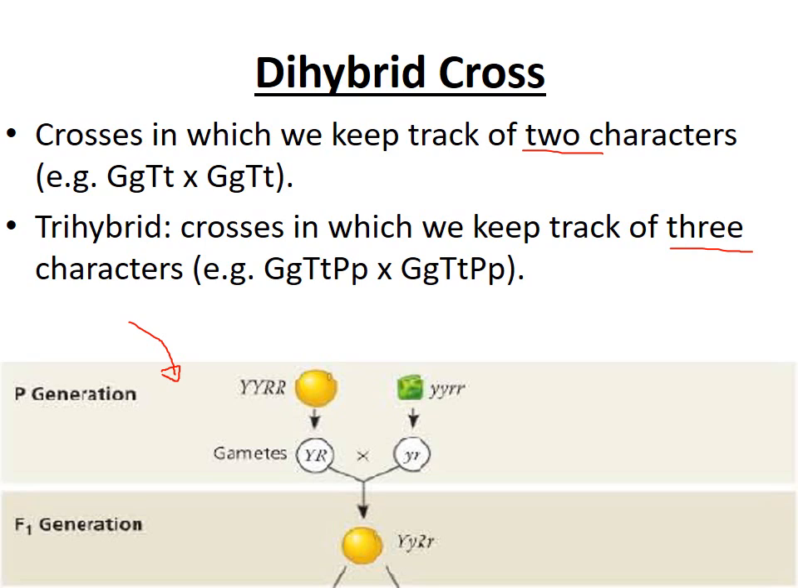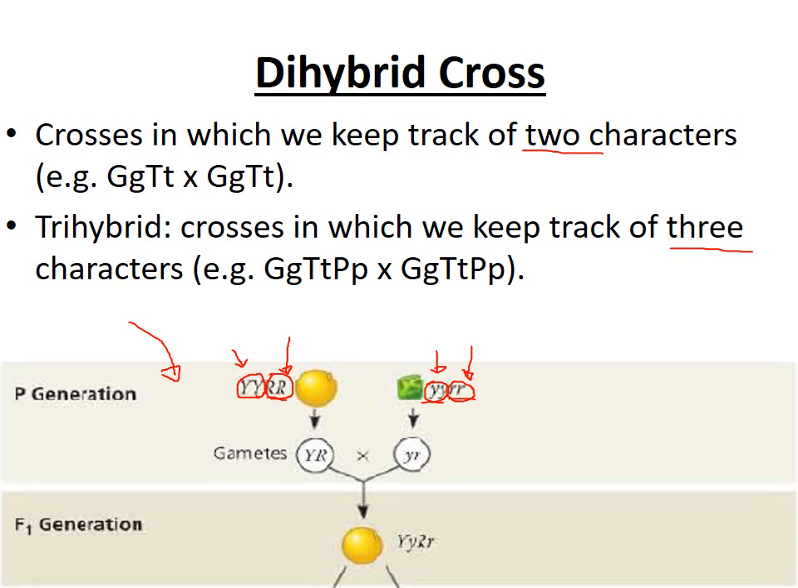We're dealing with 2 characters this time, so you can see we have the color and the shape. Our color here is yellow, and our shape here is round, or smooth. And then over here we have our color is green, and over here we have wrinkled. You can see that for the color, this individual is homozygous dominant, and for that texture, the individual is homozygous dominant. Over here, for the color, the individual is homozygous recessive, and over here, for the texture, the individual is homozygous recessive.